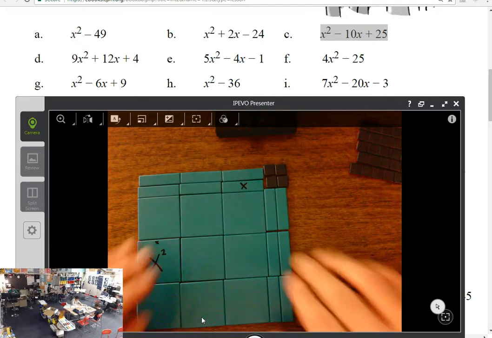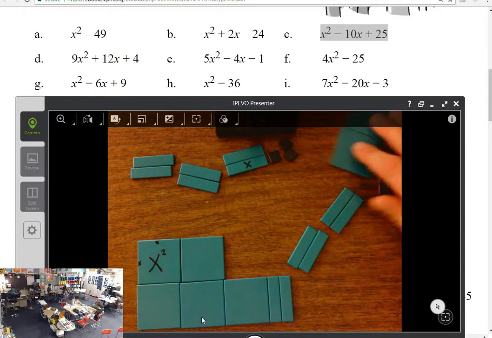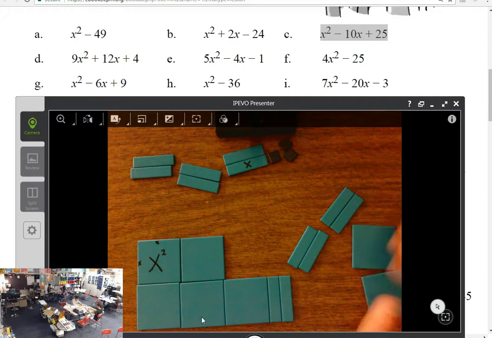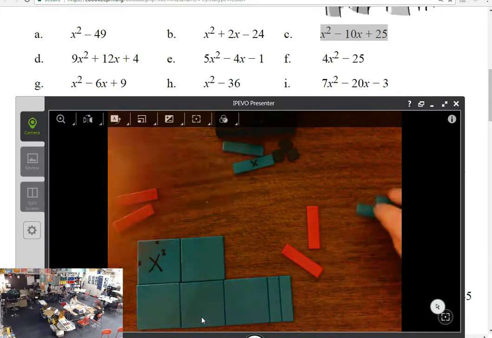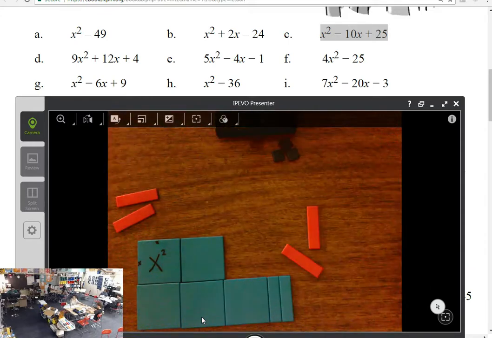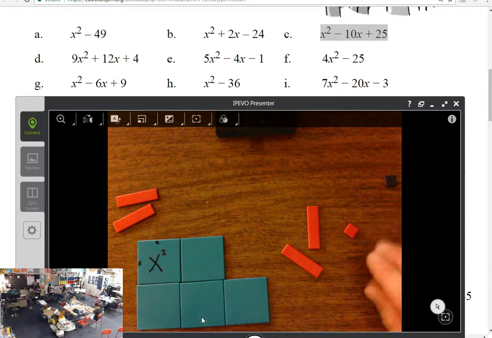E, you guys said, is weird because there's 5 of my x squareds, 4 negative x's. And how many constants? 1 negative. Everything else out of my workspace. Wait, which one are you using? E. With a 5x squared.